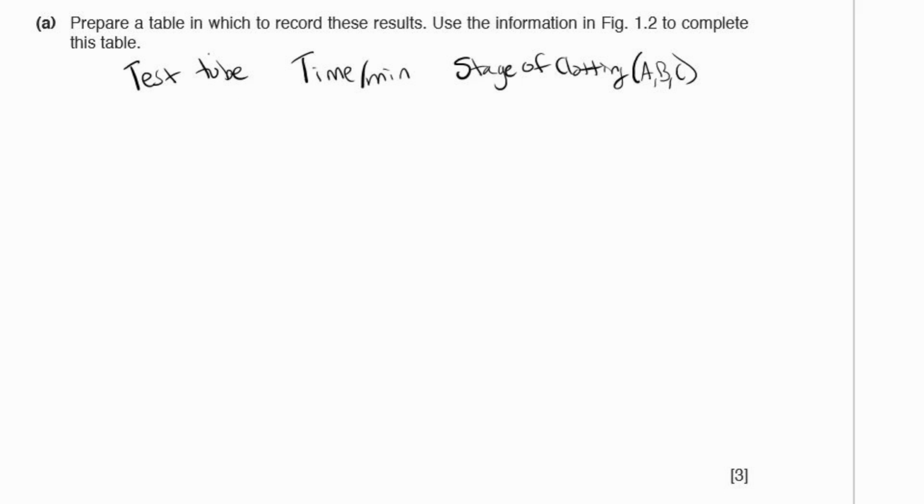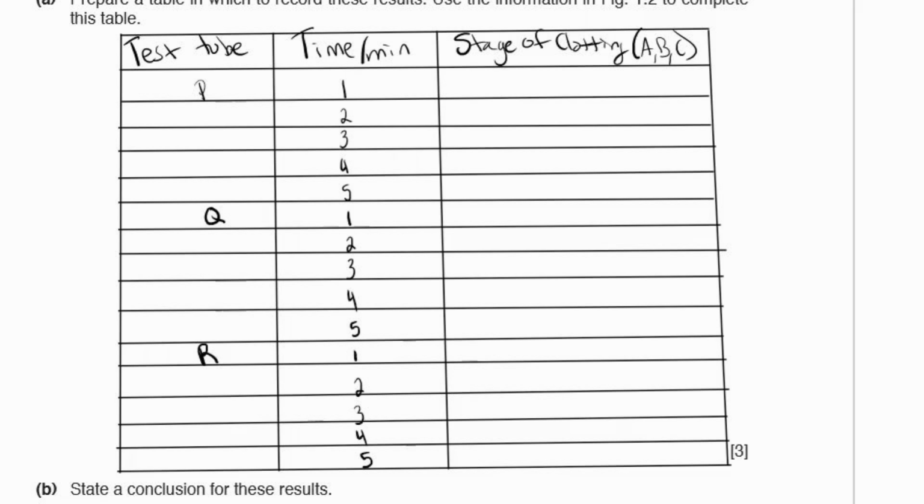Okay, so I'm going to start filling in some of this information. We'll fill in the results in a moment. Okay, so here's the table I would do. So in the test tube, we have test tube P, Q, and R. Okay, so this is time at 1 minute, 2 minutes, 3 minutes, 4 minutes, 5 minutes. There's other ways you could do the table, but this is a good way of doing it.